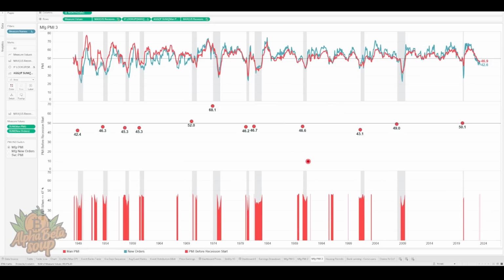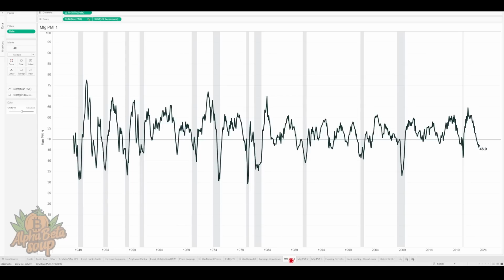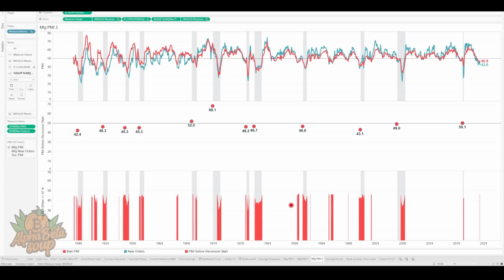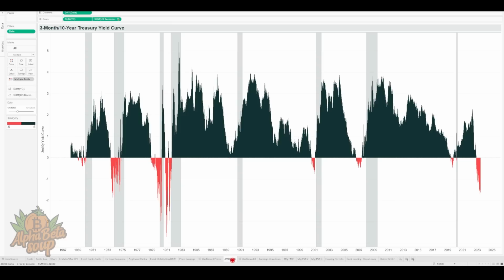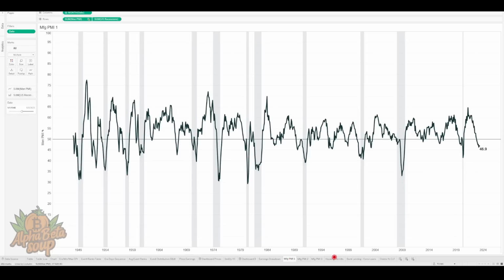So that just kind of helps to corroborate that the PMI is important. And when it's in contraction, particularly when it's below 47, that usually means recession. And just as an addendum, as a side note, PMI today, 46.9. It is below 47. Take that for what it's worth. But we've established PMIs are important. So yield curve, important. PMIs, important.